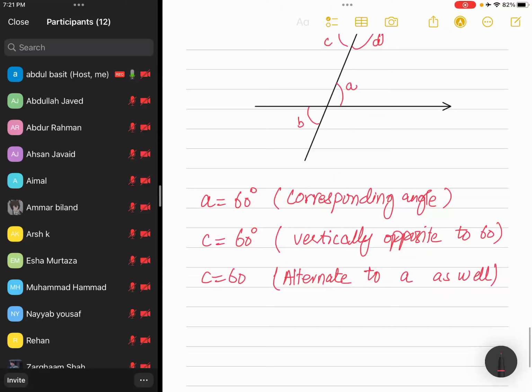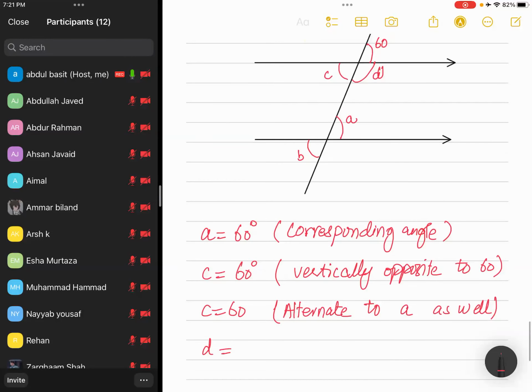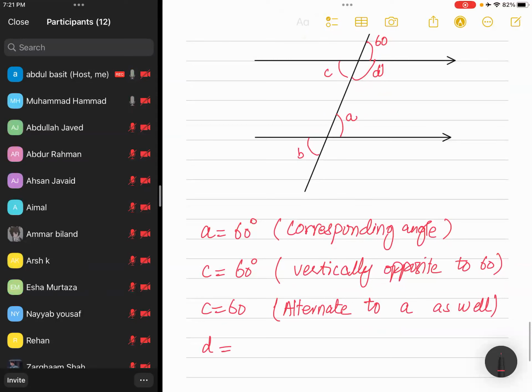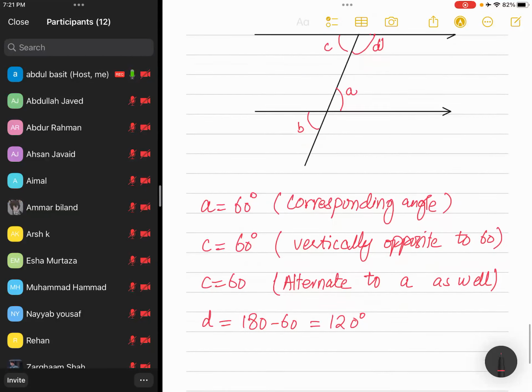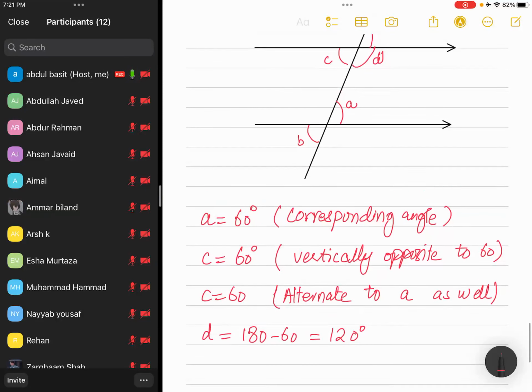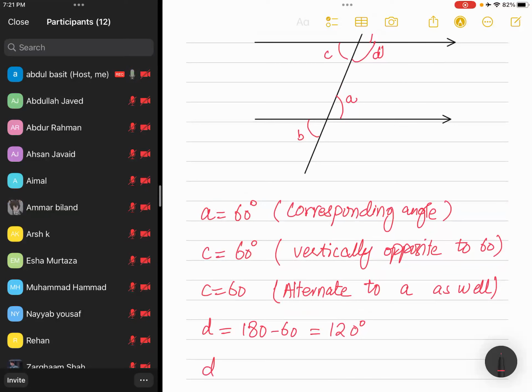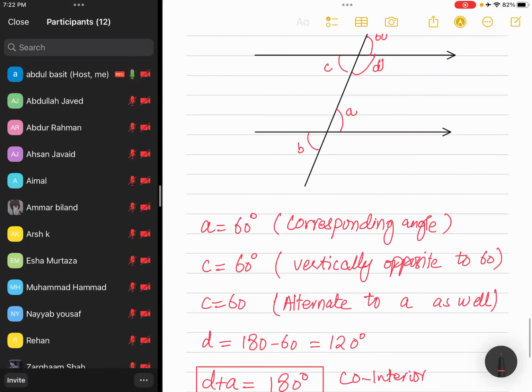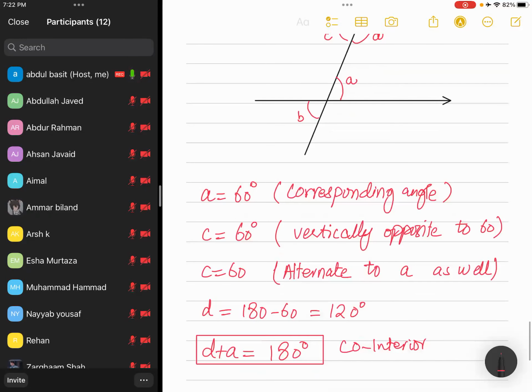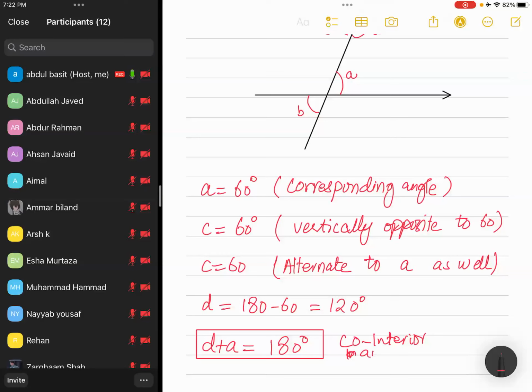Okay. What is the value of D? What will be the value of D, beta? 120. Yes, 180 minus 60, so that would be equal to 120 degrees. So beta, can I say that D plus A is equal to 180 degrees? Yes, sir. Because it is a co-interior angle. Just now we said that angle A is 60, D came out 120, so 120 plus 60 makes 180, yes or no? Yes, sir. 180. So that is co-interior angle.